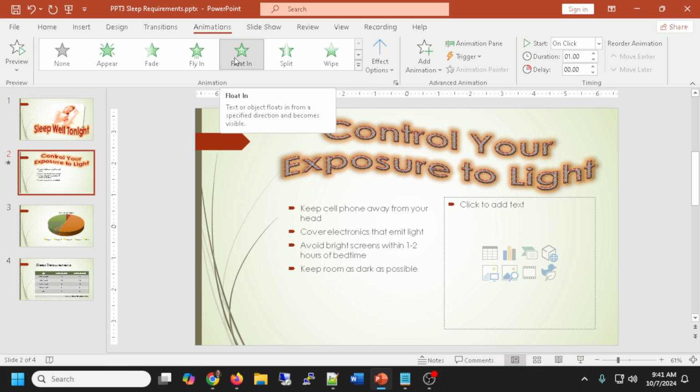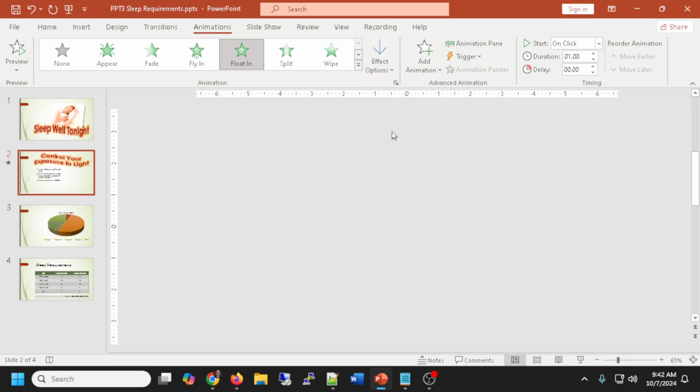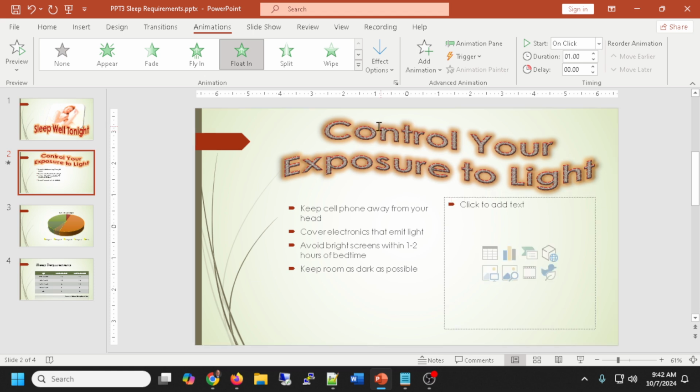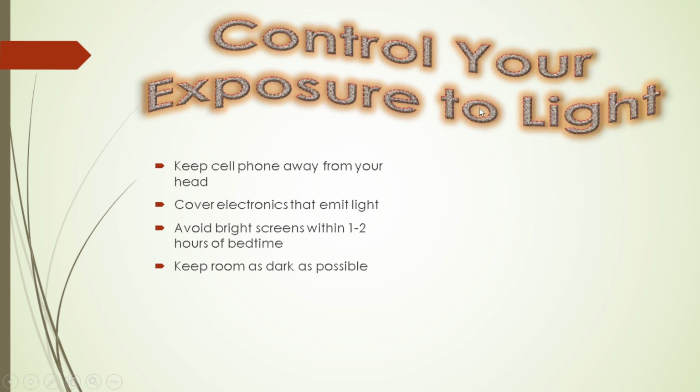Once I choose an animation, the effect option shows up here, the animation applied shows in gray. I can choose for this particular one to float up or float down. Let's choose the float down animation option. Now let's play our slide and see how it will look. I click play, and there's my slide. It's waiting until I click to do that animation. That's the default setting for animations.